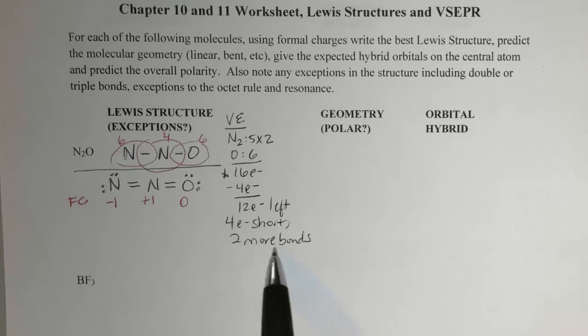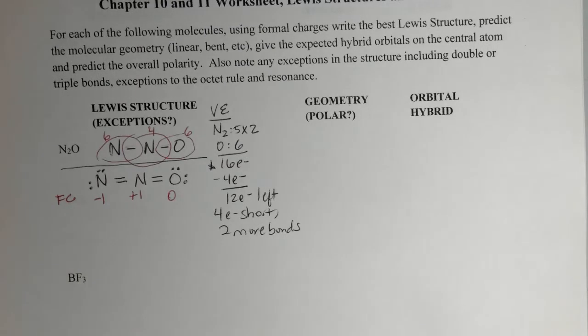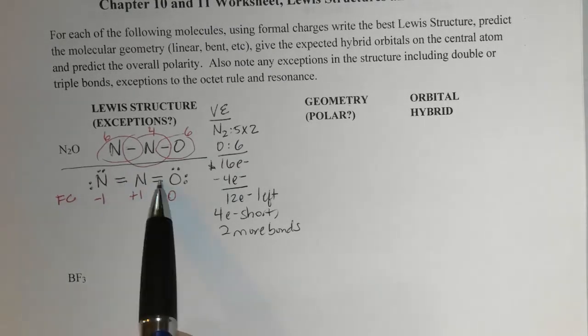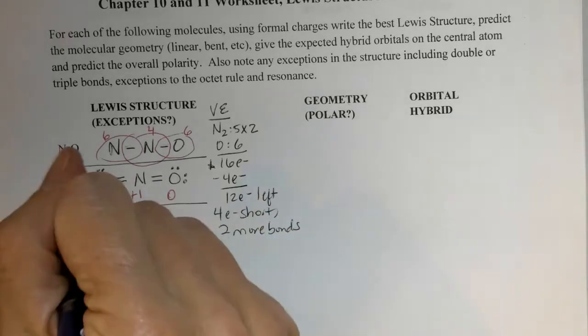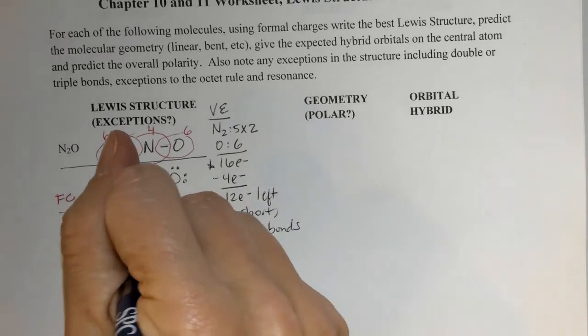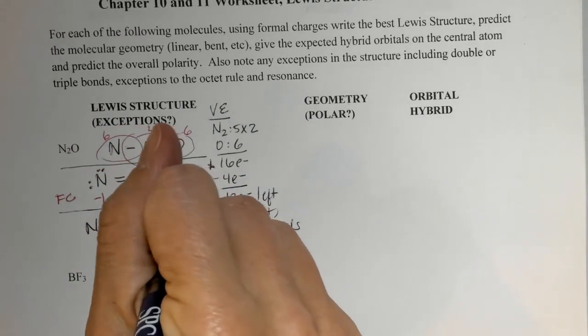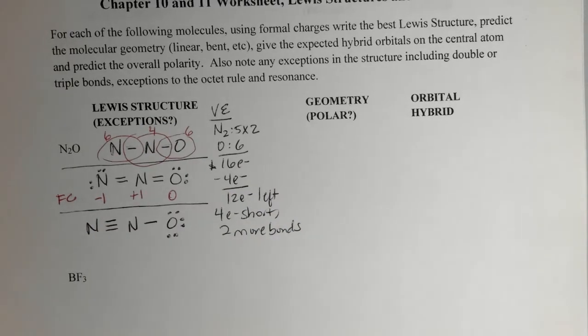We knew we needed 2 more bonds, so we made a double and a double. But this is actually telling us that we should have instead done a triple and a single, right? And so let's see how that improves the formal charges. So nitrogen is going to be triple bonded to the nitrogen, and then a single bond to the oxygen on the end. So now the single bond oxygen would need 3 lone pairs to complete the octet.